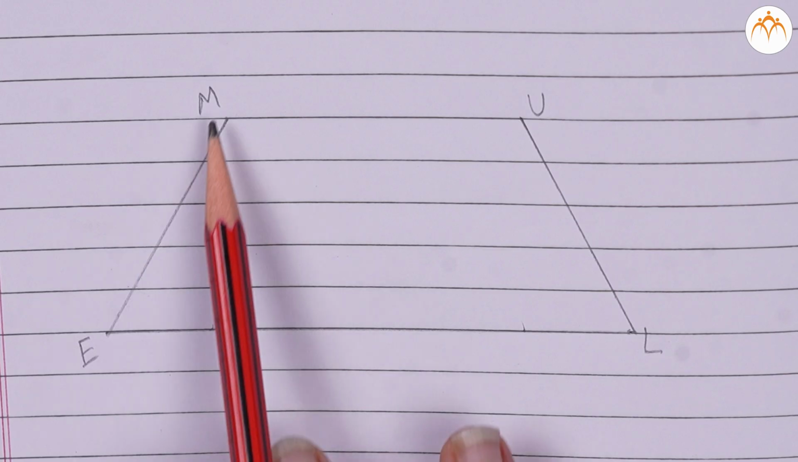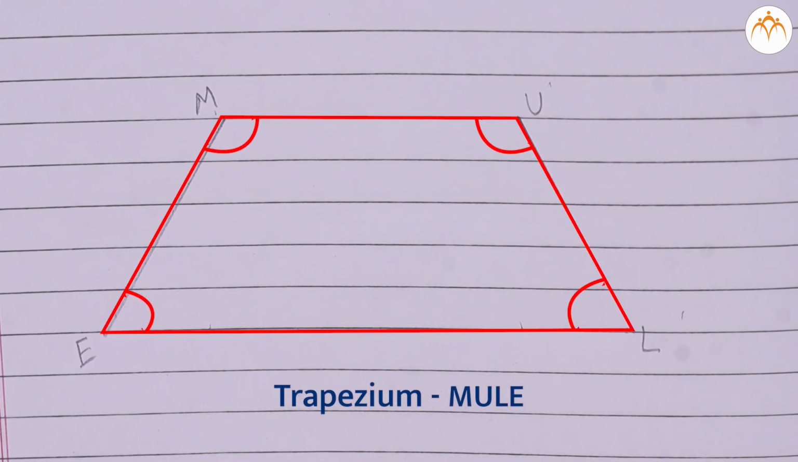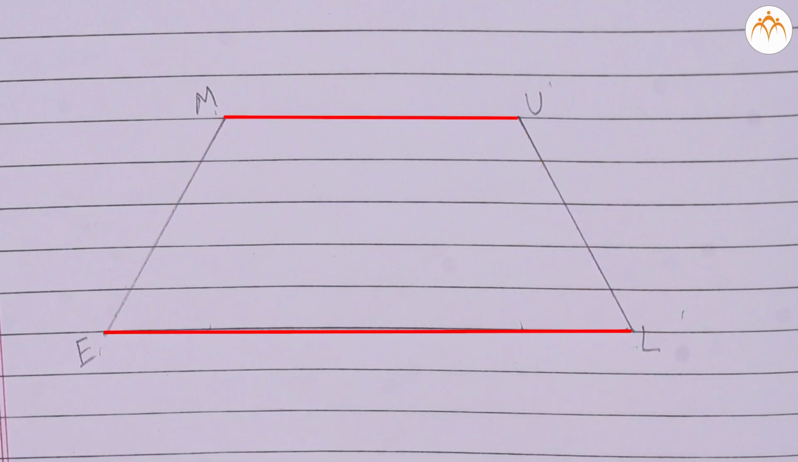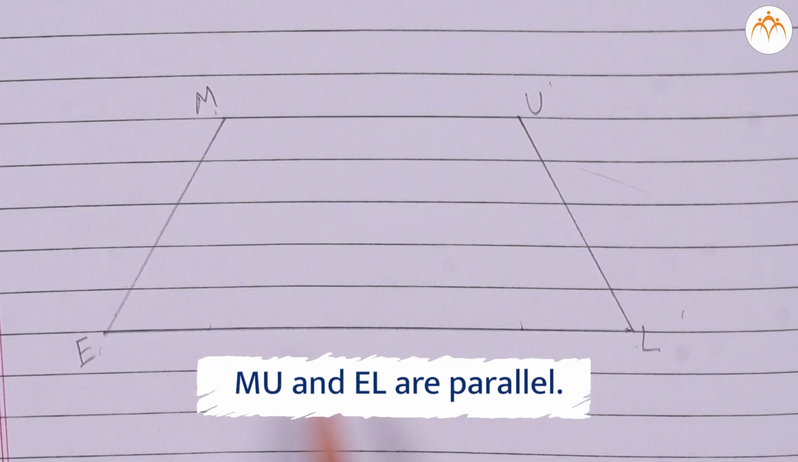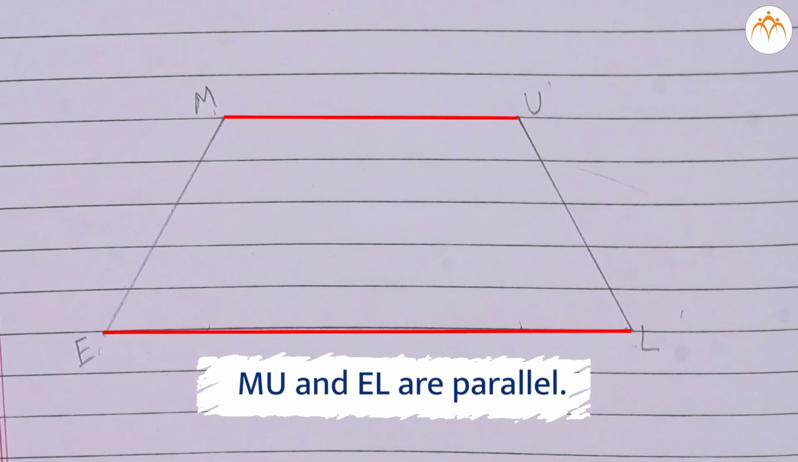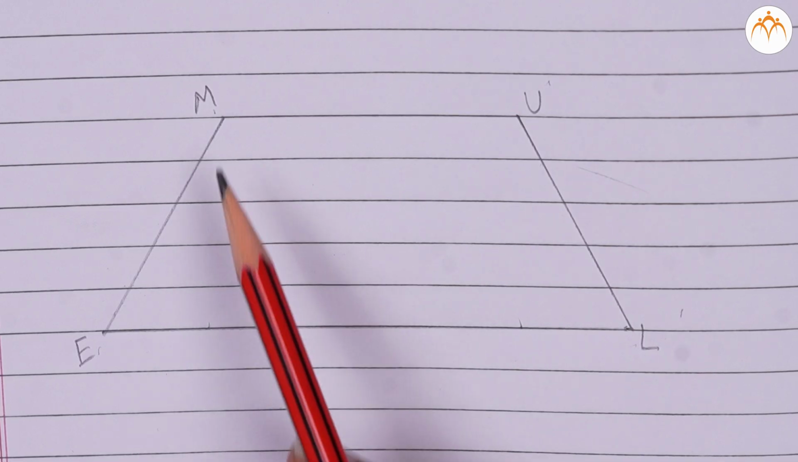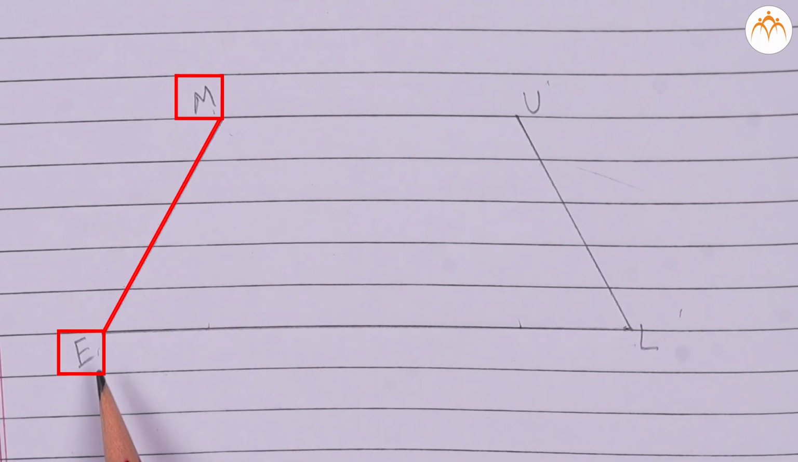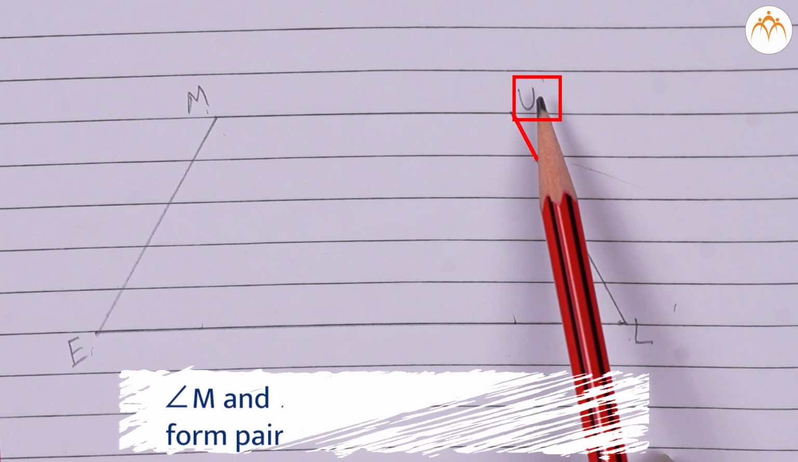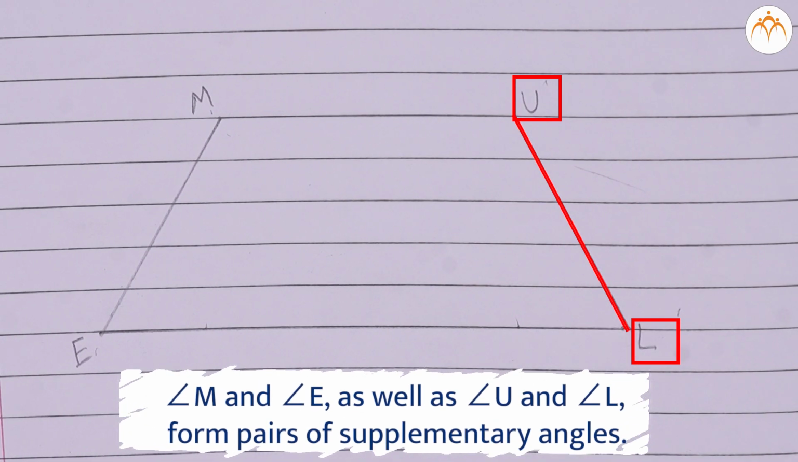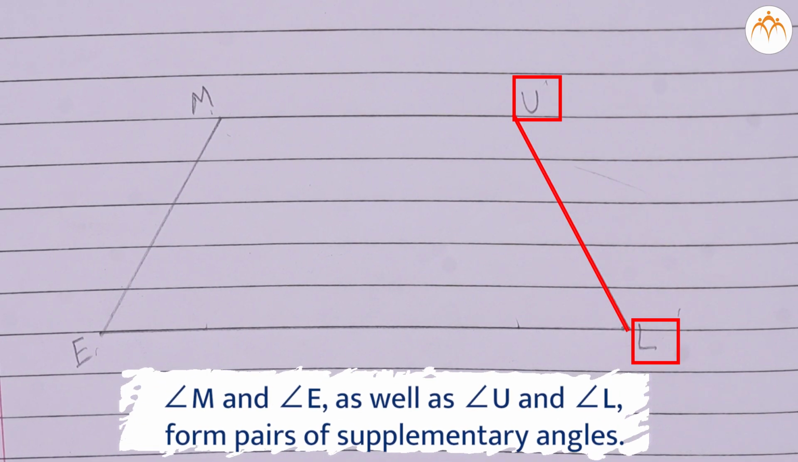Let's examine a different quadrilateral. In trapezium MULE, one pair of opposite sides, MU and EL, are parallel. Adjacent angles, angle M and angle E, as well as angle U and angle L, form pairs of supplementary angles. Now let's use these properties to solve problems.